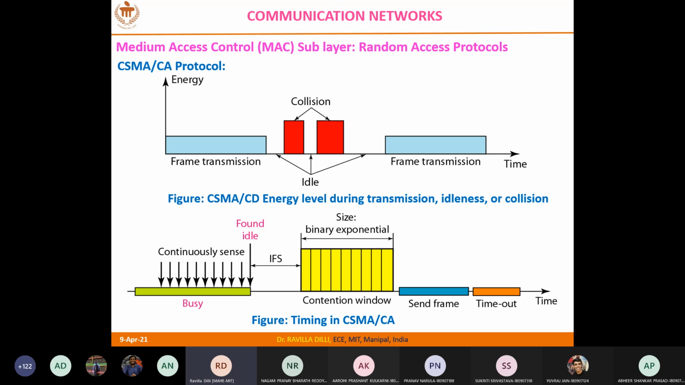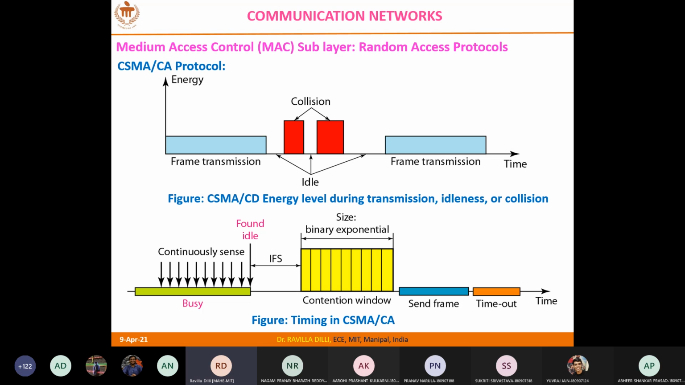Now see this red color, that the signal energy is much higher. Okay, so it is double that of your frame energy. So it means that there is a collision. So if the energy levels are very high compared to your frame bits, you can conclude that there exists a collision. Okay, that is about realizing the collisions physically in the wire.